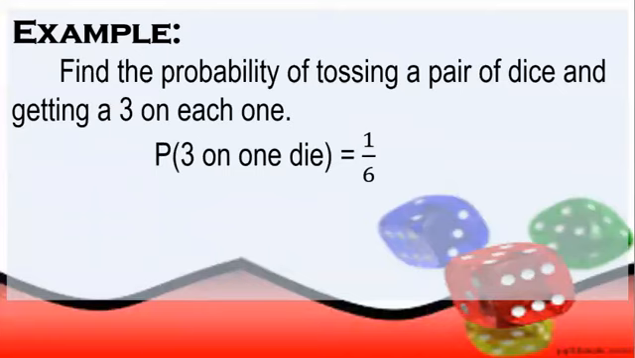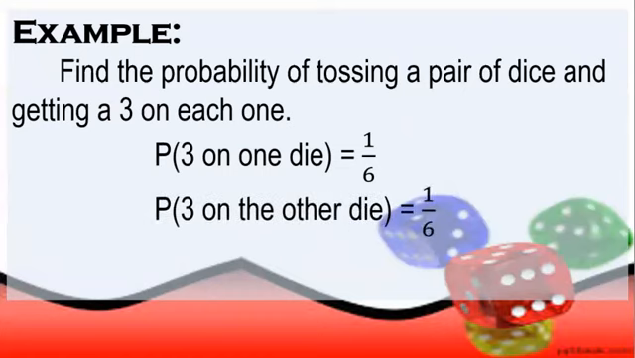So para po dun sa unang dice, ilan lamang ba yung 3 na meron sa dice na yon? So we only have there 1, 3, that's why our numerator is 1. And then for the second dice, since hindi naman maapektuhan noong first event yung second event, parehas pa rin naman po siyang kumbaga may 3. So ganun pa rin po yung ating denominator na 6. So our probability of 3 on the other dice is still 1 over 6.